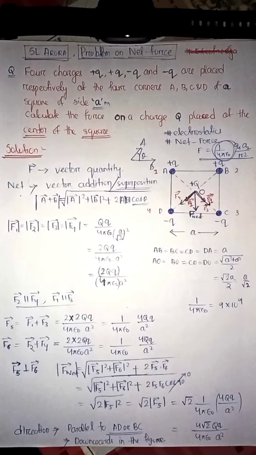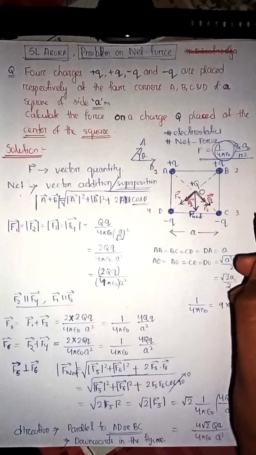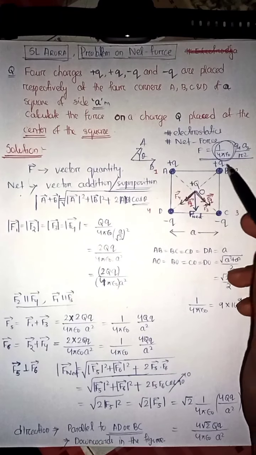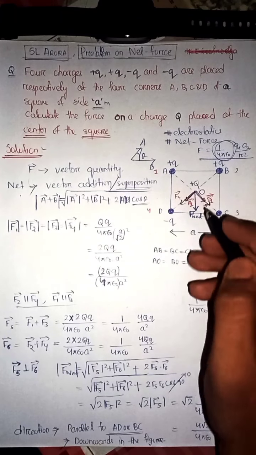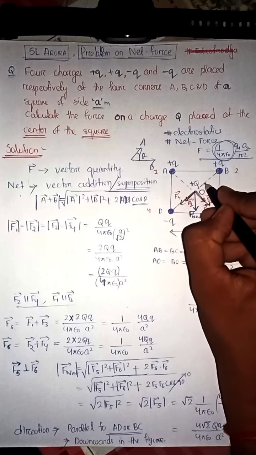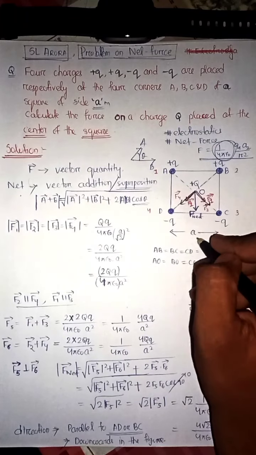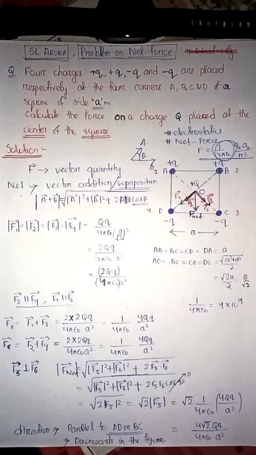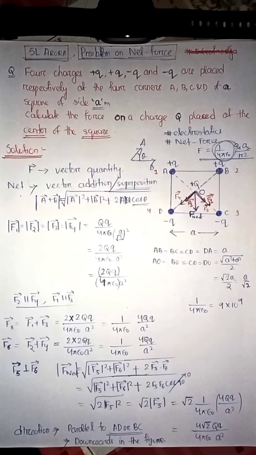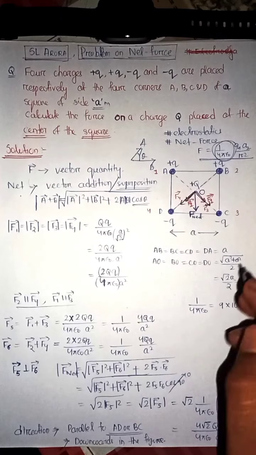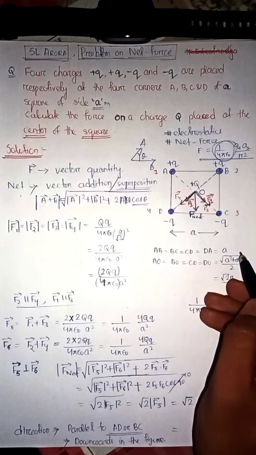Now in this question we have four charges at the corners of the square. This is the diagonal, which will be root 2 a, as the side is a. As the units are not given, we will consider a as meter and q as coulomb, the SI unit, which you know is the standard unit. So the sides are given as a.